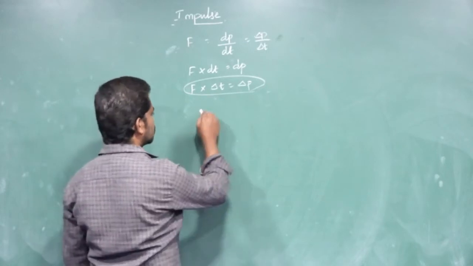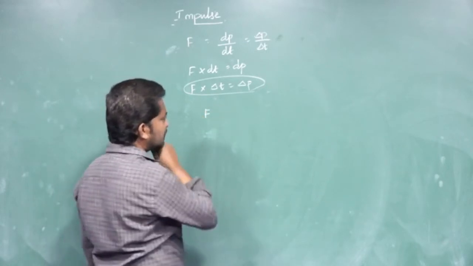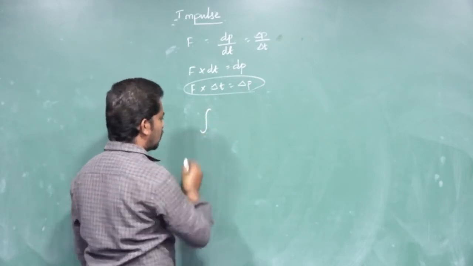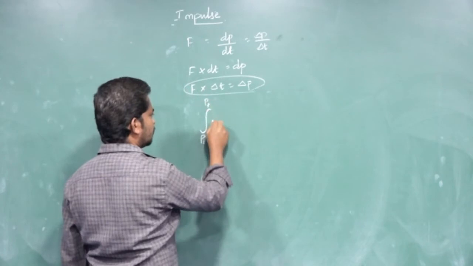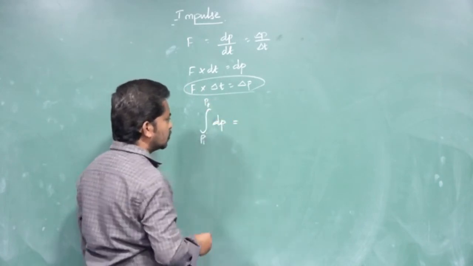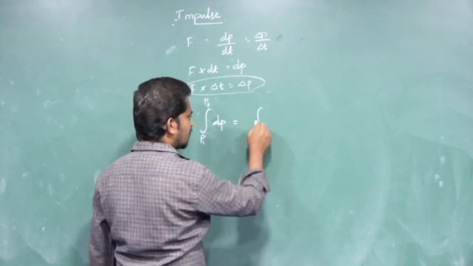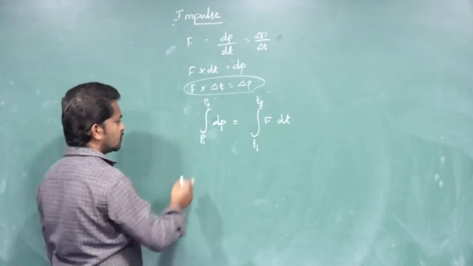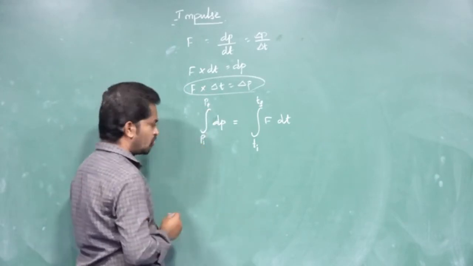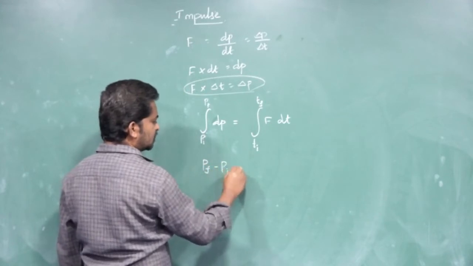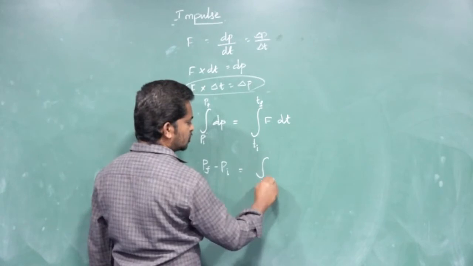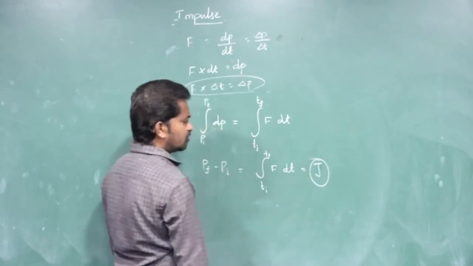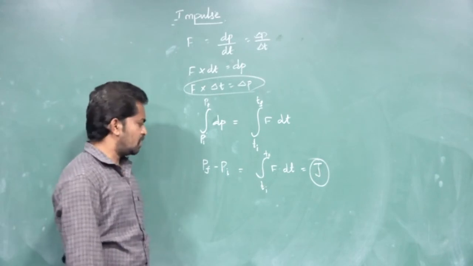How did we come to write these equations? Del p varies over the time interval from initial to final. The integral of dp from initial momentum to final momentum is equal to the integral of F into dt from initial time ti to final time tf. The integral of dp is p, so we get pf minus pi is equal to the integral from ti to tf of F into dt, which is equal to J. J is nothing but the impulse or impulsive force.